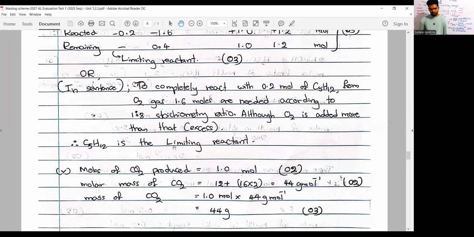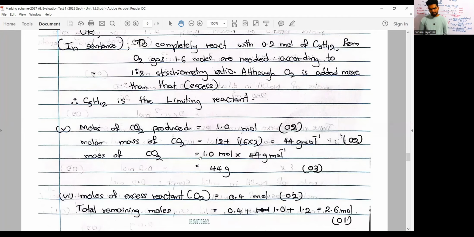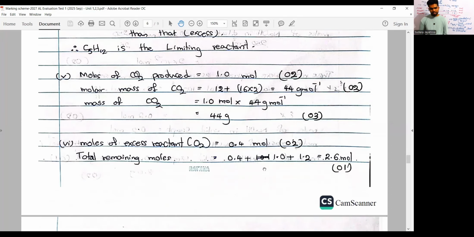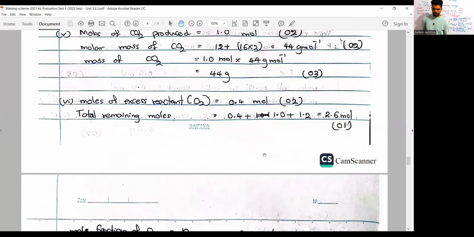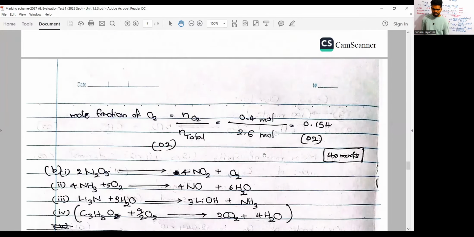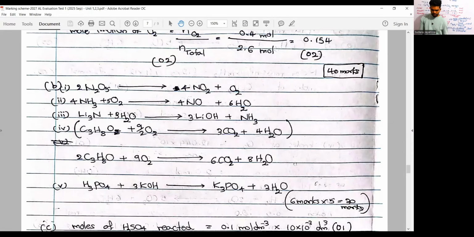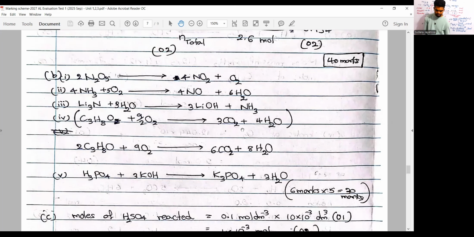And then CO2 moles, this is how you find it: molar mass and number of moles of the CO2. And then finally, moles of the excess reactant. First of all, identify the excess reactant, and then get the mole fraction after finding the total moles. So like that, marks are offered, 40 marks for this. Then you have 5 equations to balance, and these are the answers of those 5 equations.